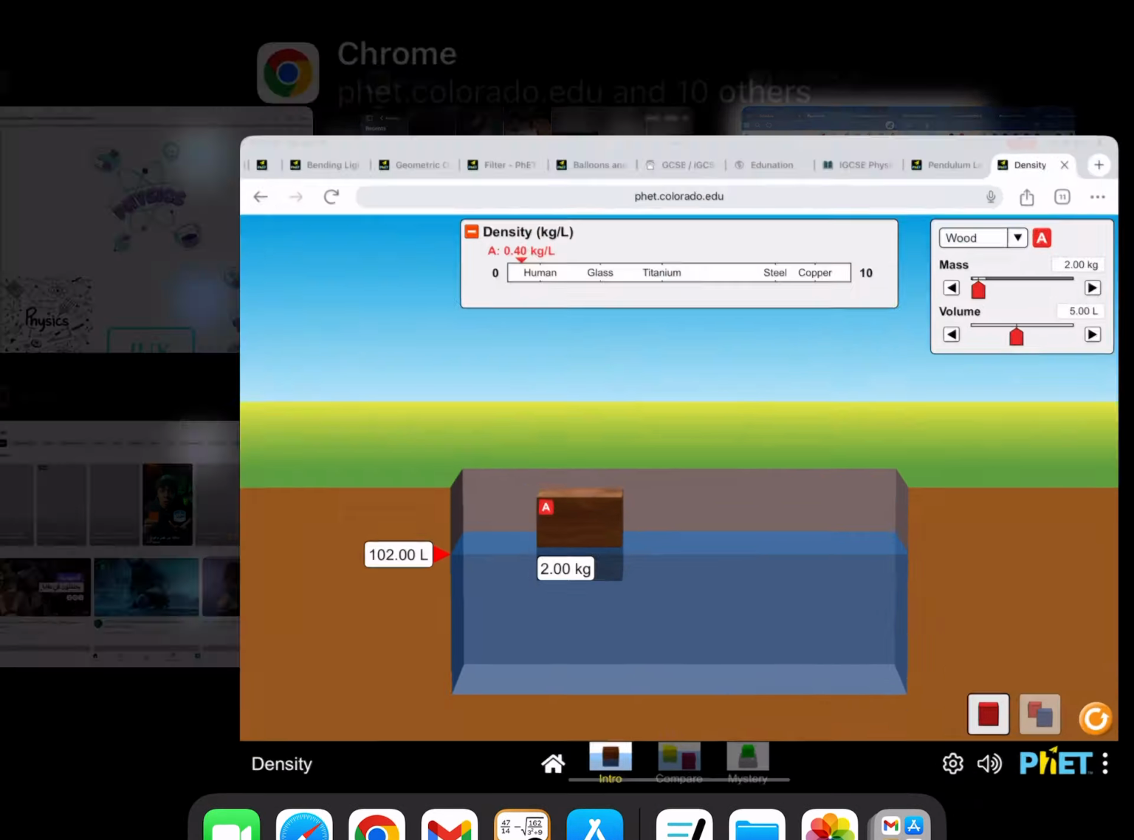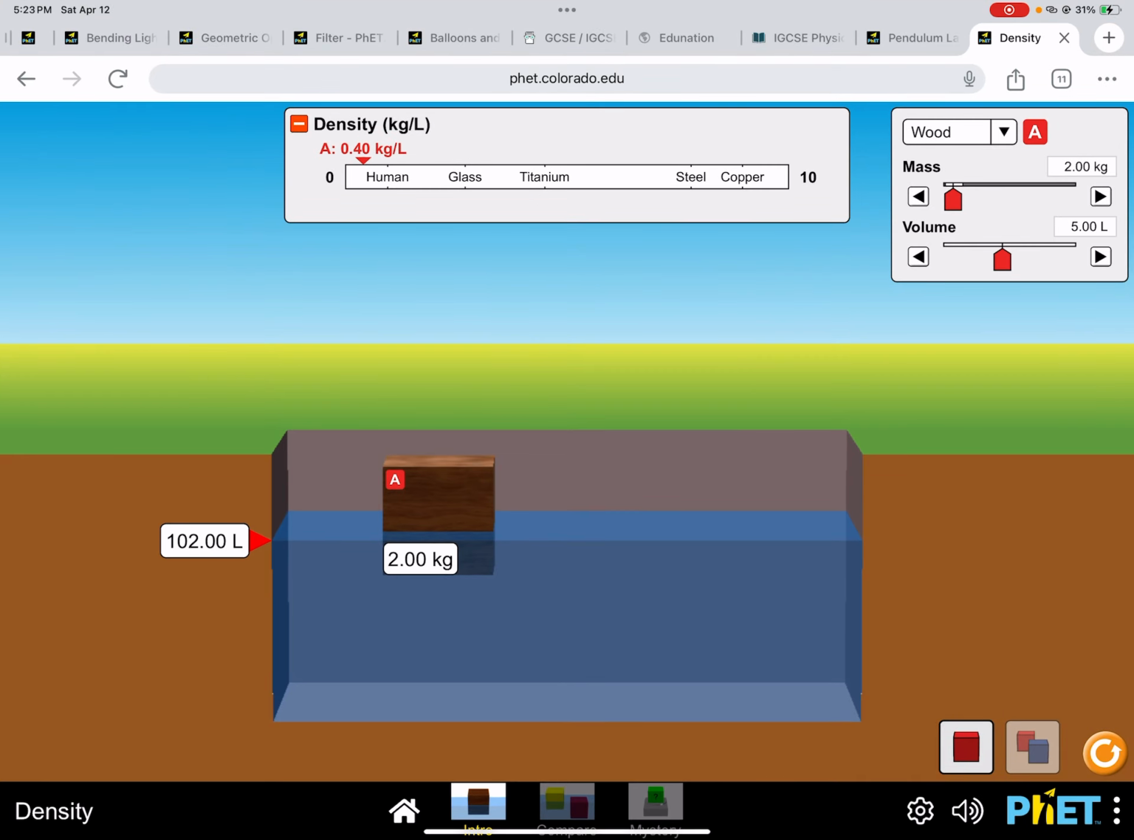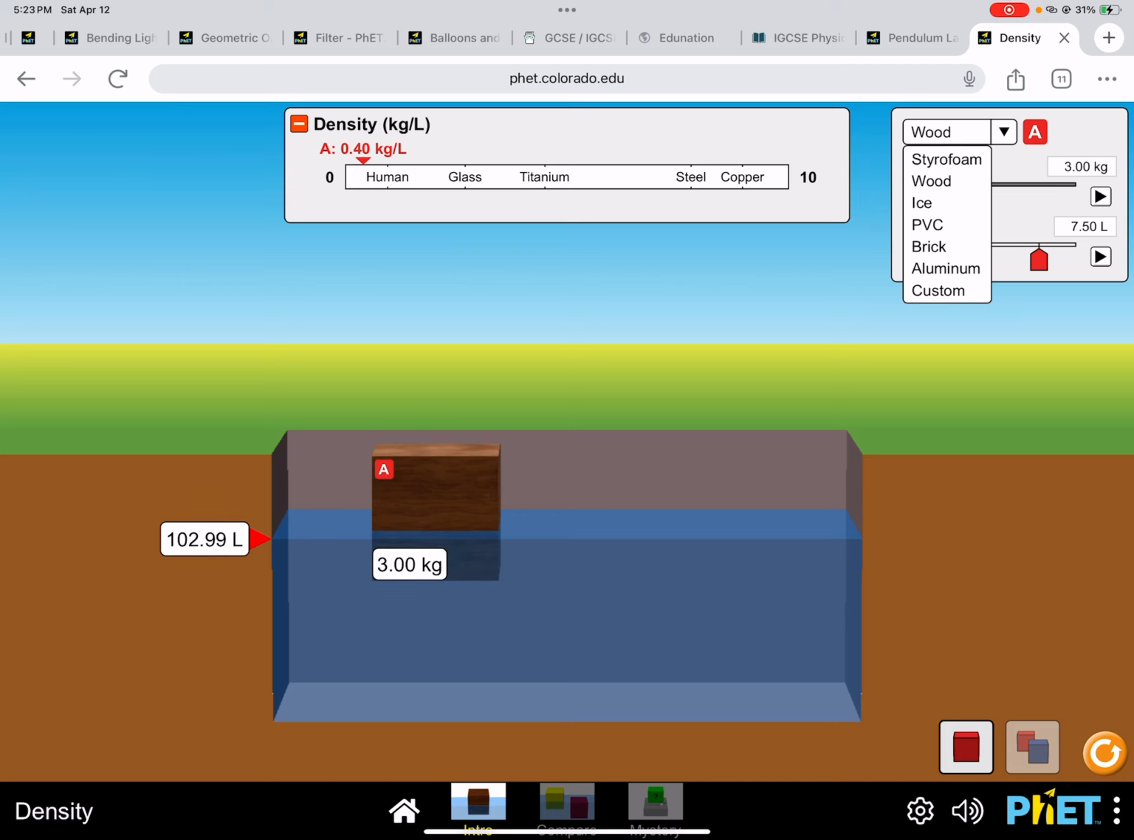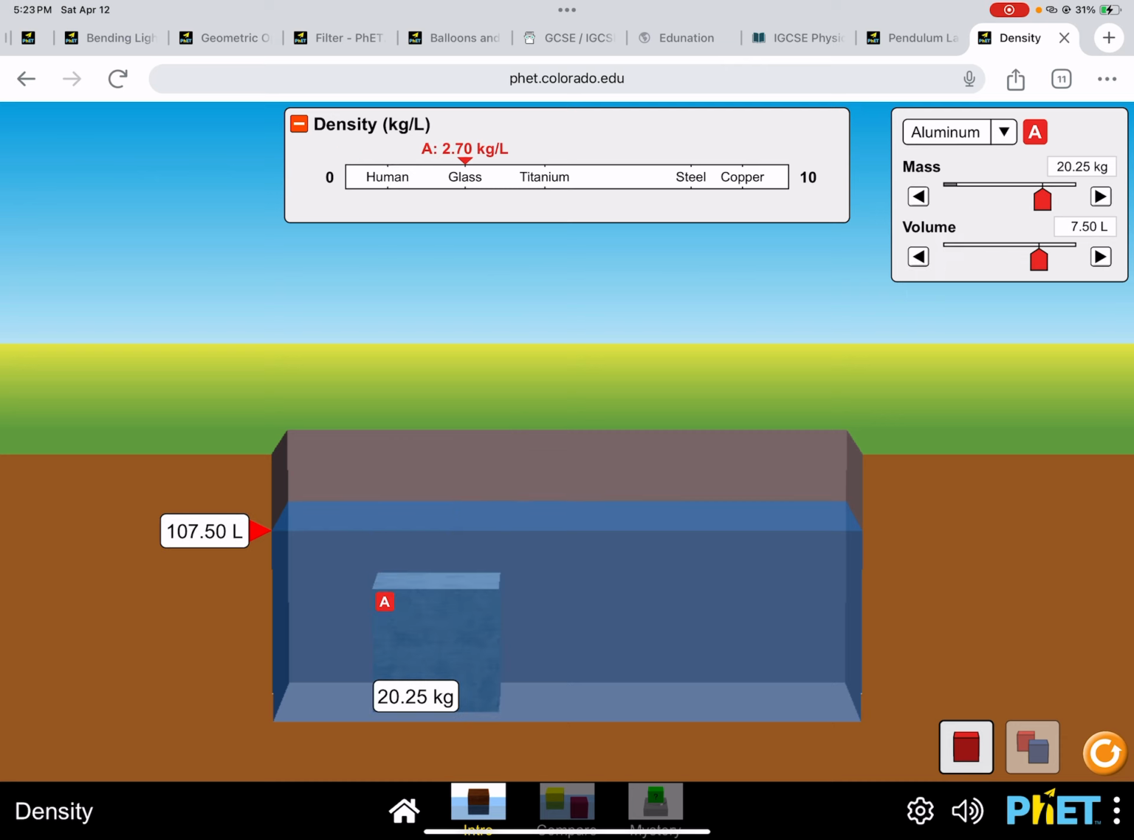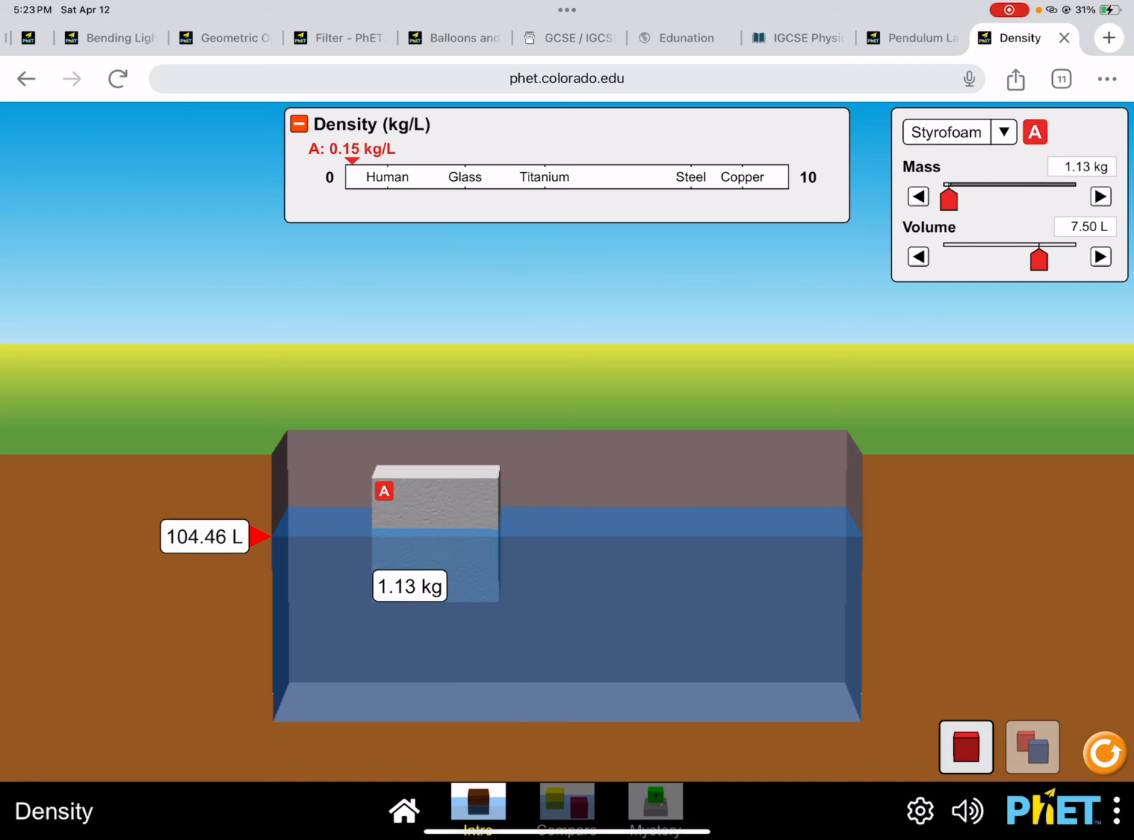So let's look at this example. You have, for example, the wood floating at this point because it is less dense than water. But if we change the material to aluminum, aluminum is sinking. So therefore, aluminum is more dense than water, so the molecules are not able to lift it, okay? So that's how you see it. Now, if you look at styrofoam, for example, it's less dense, so it floats more on the liquid or whatever the material is there, okay? That's the idea for density.